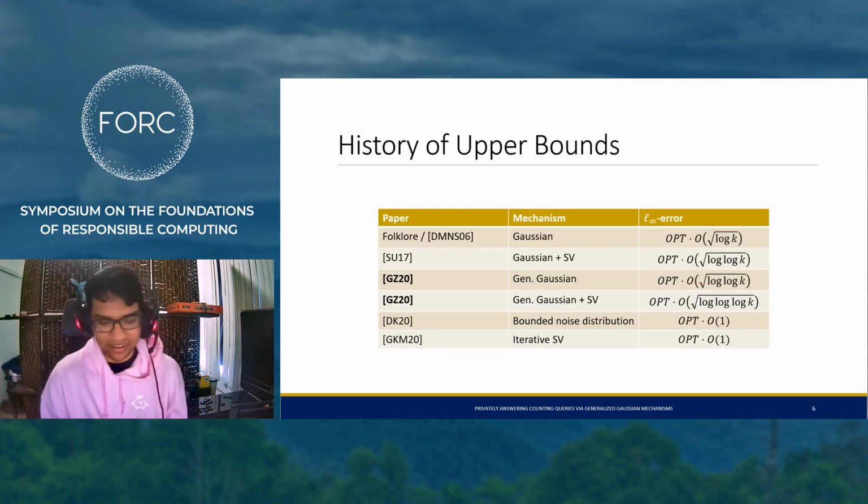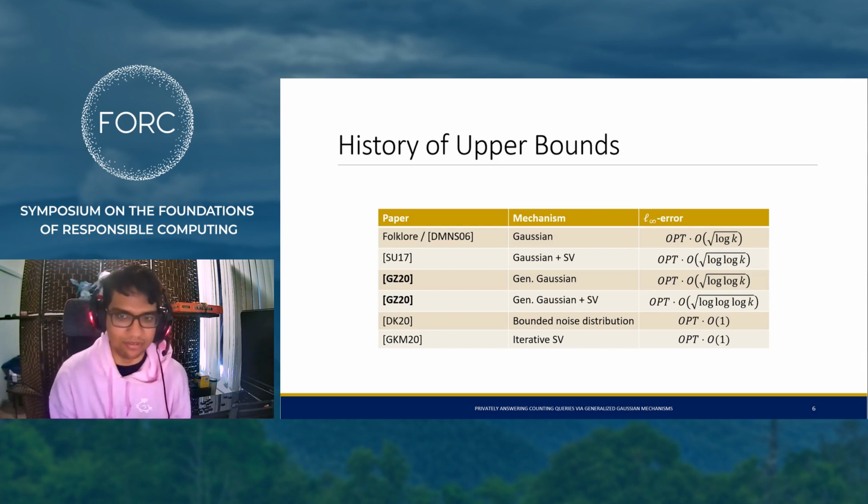Okay, and just to contextualize how good our upper bounds are compared to previous and following results. Again, recall that the Gaussian mechanism is well known to achieve the optimal error times root log k. And what Steinke and Ullman showed, the first result to beat the Gaussian in the L infinity error, was that if you compose the Gaussian with a sparse vector mechanism, then you can improve the root log k to root log k to the 1 over p. So if you optimize for the choice of p, then our first result shows that the generalized Gaussian can also achieve opt times root log k.